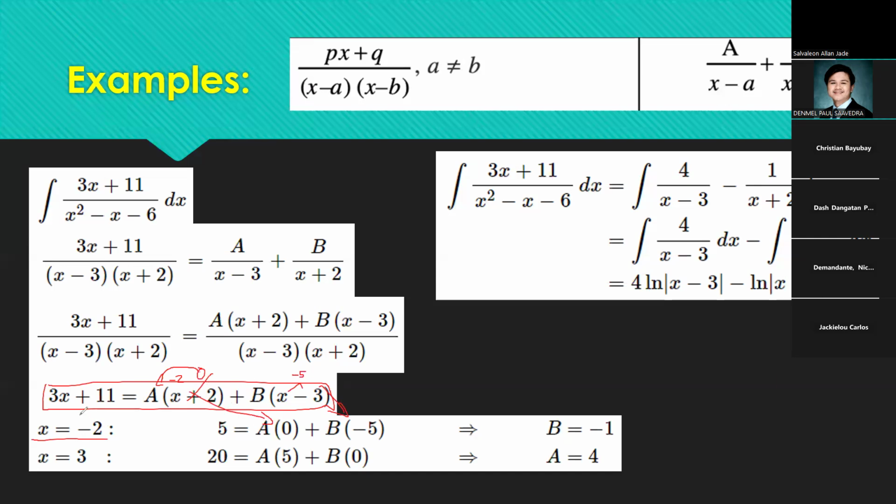And then while having -2 in here, -2 times 3 is -6, plus 11 is now equal to 5. As a result, this would give us 5 is equal to -5b, or simply, b is equal to -1, because b is equal to 5 over -5, which is equal to -1. Are you following?